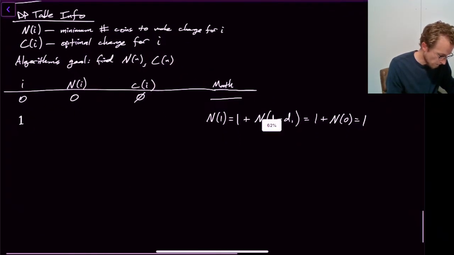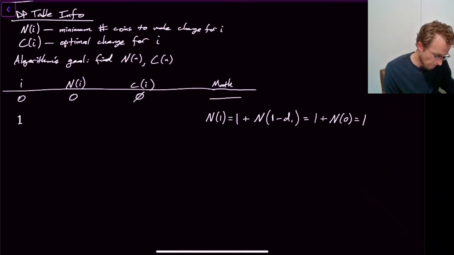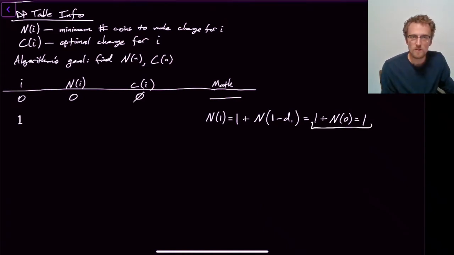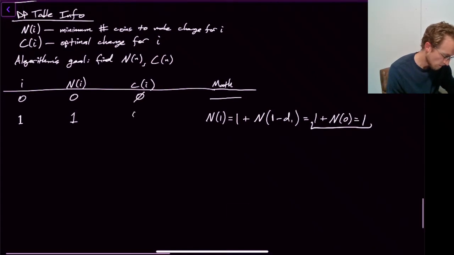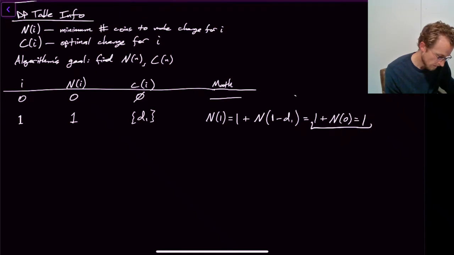And so now if I zoom out just a bit, you can see that the final expression here is stated in terms of stuff that I know. I already know n of 0, right? So n of 0 plus 1 is just 1, and we're done. So what does that mean? n of 1 is 1, and what coin is used for this? D1. And how do I know D1 is used for this? Because it showed up here.